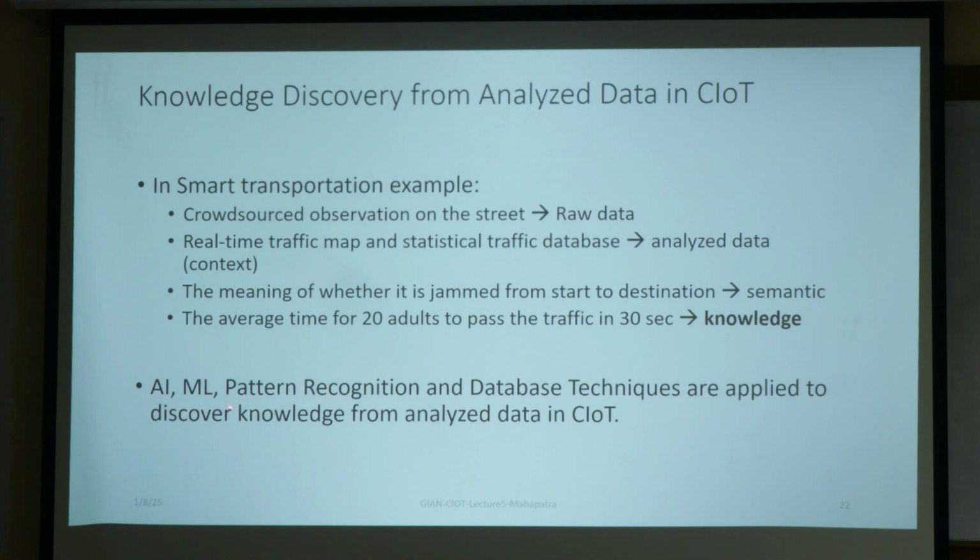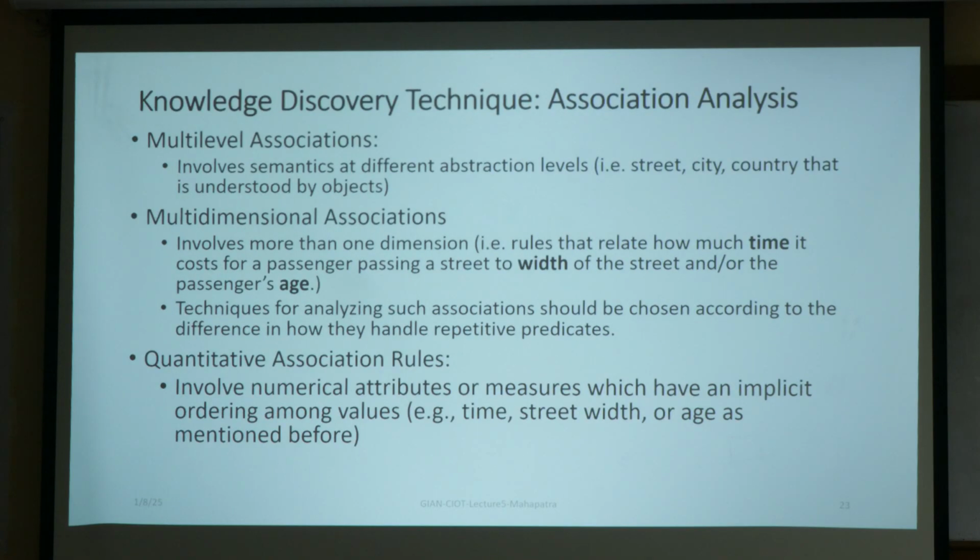So AI, machine learning, pattern recognition, database, these techniques are applied to discover knowledge from a particular example. You can take another example, and it will work in a similar way, with different terms. Now, what are the techniques for knowledge discovery? We saw that in those slides. One of them is association analysis. There are three kinds of association analysis: multi-level associations, multi-dimensional associations, and quantitative association rules.